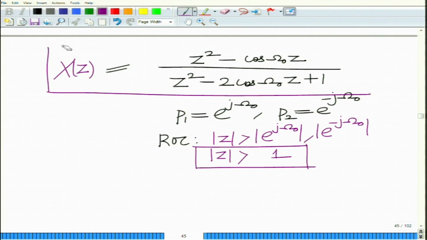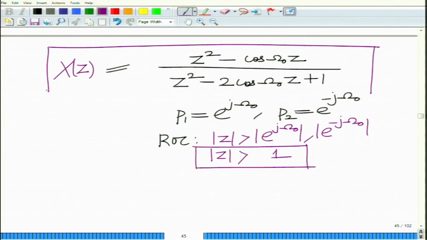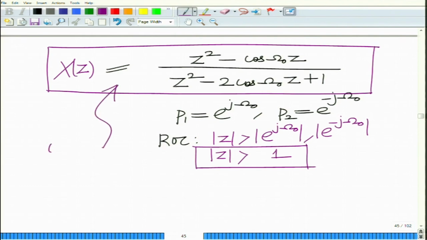This is the z transform of cosine omega naught n times u of n. Okay, so this is the z transform of the signal, and the ROC is magnitude of z greater than 1.